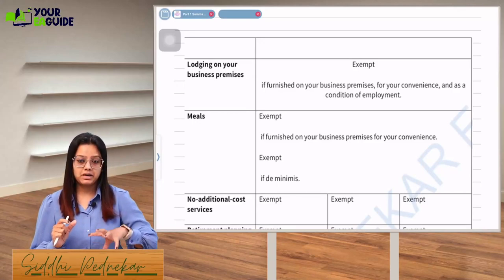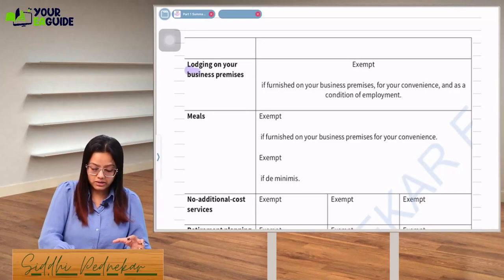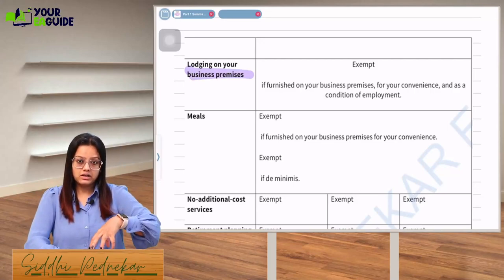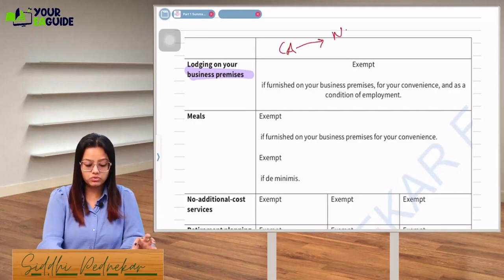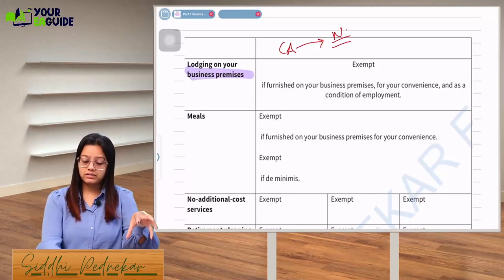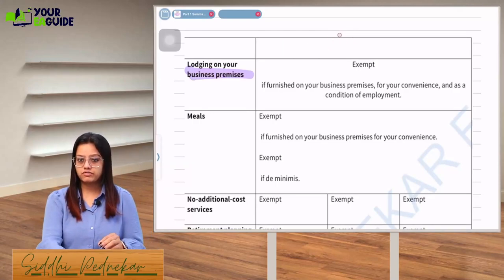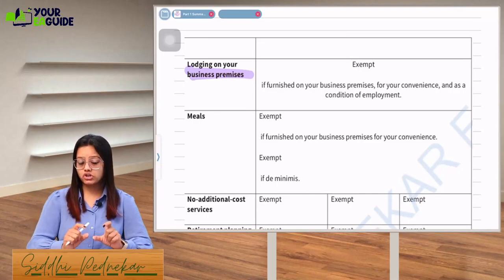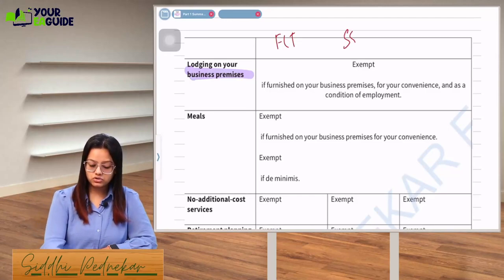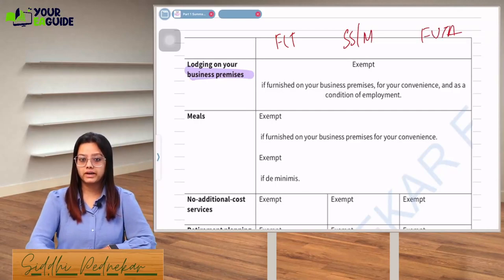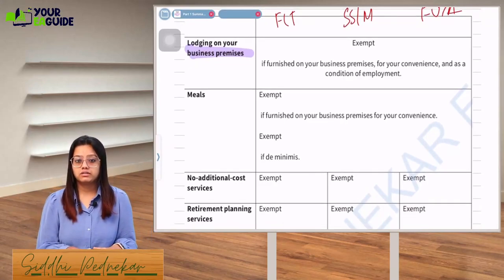Or, second example, if they send you somewhere for client meetings or some conferences, and that is for business purpose. So lodging on the business premises: let's say they send you to another state. If your headquarters is in California but now they are sending you to New Jersey, and in New Jersey you are staying in the designated office premises, completing the work for 10 days or 5 days, and all the expenses are incurred by the organization, then lodging on the business premises will be exempt from the federal income tax. Again, I'll write it over here: federal income tax, social security and Medicare, and FUTA. Okay, got it, guys.